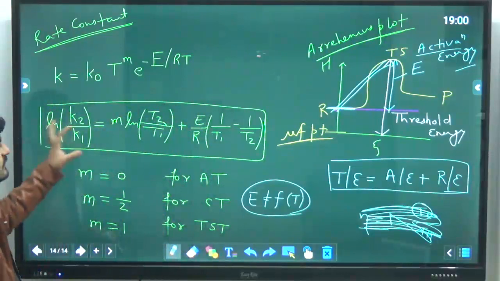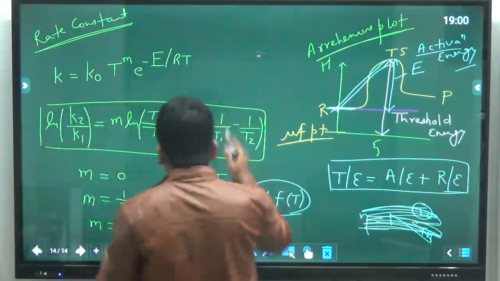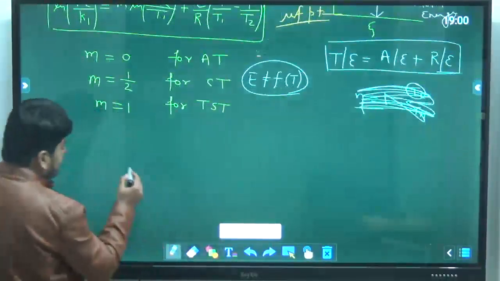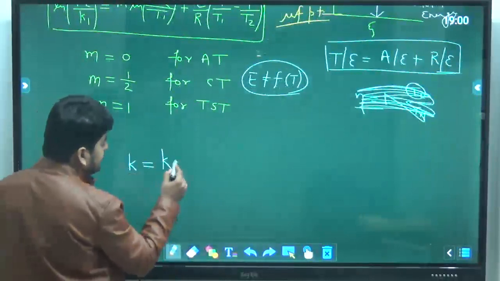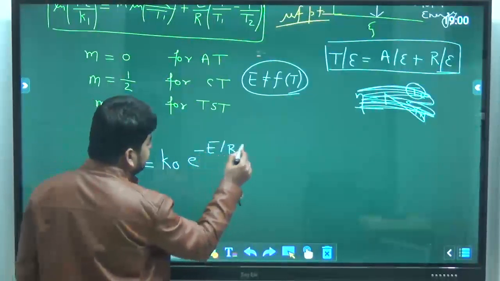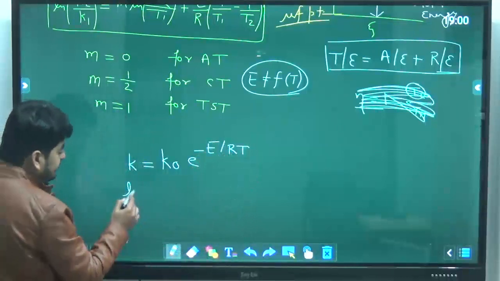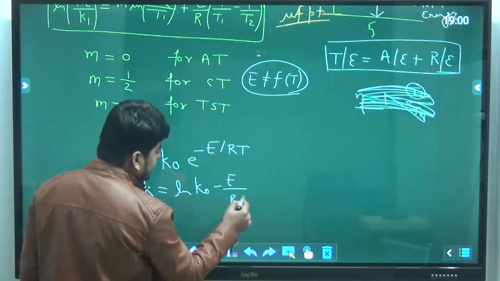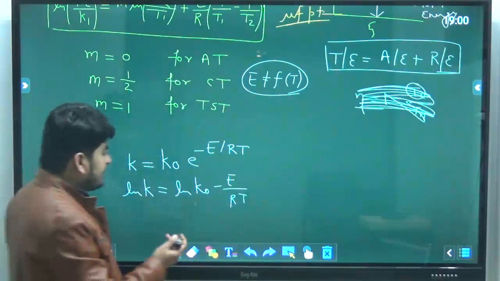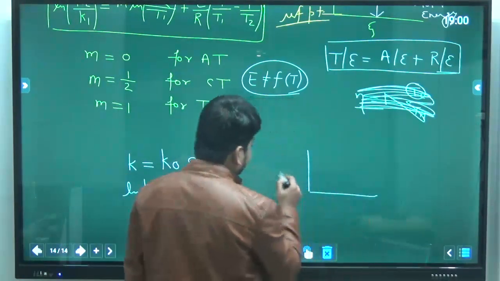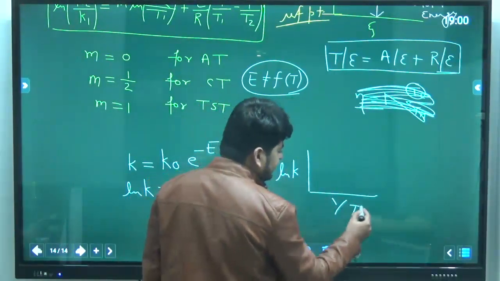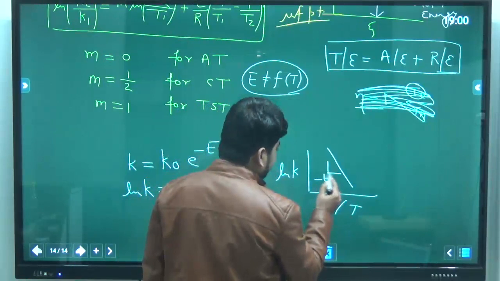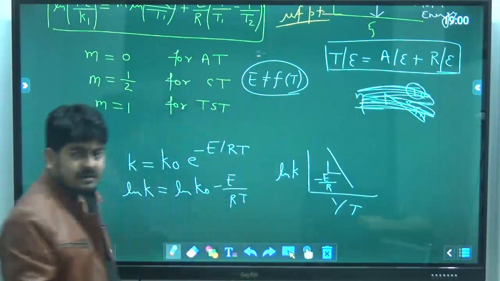Now about this equation, one more thing should be clear to you. If I talk about the Arrhenius theory, according to Arrhenius theory, k is equal to k0 e to the power minus E by RT. If you take log on both sides, it becomes ln k is equal to ln k0 minus E over RT. So here if you draw a curve between ln k versus 1 by T, you will see that it will be a straight line and the slope will be minus E upon R. E is the activation energy.